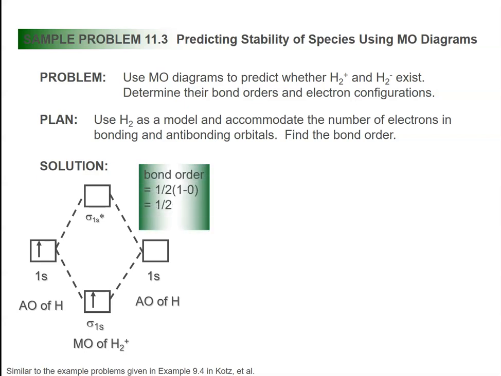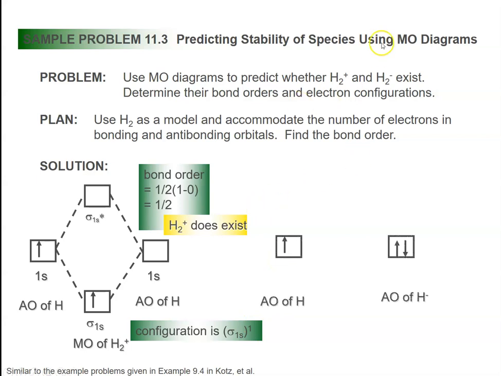So the bond order is 1/2 times 1, because that's the number of electrons in the bonding molecular orbital, minus 0, which is 1/2. So H2 plus does exist. That's not particularly stable, but it does exist. Its bond order is not 0. So there is somewhat of an interaction between the two hydrogens when you pull away one of their electrons. The configuration would be sigma 1s1, because we have this sigma 1s orbital and we only have 1 electron in it.